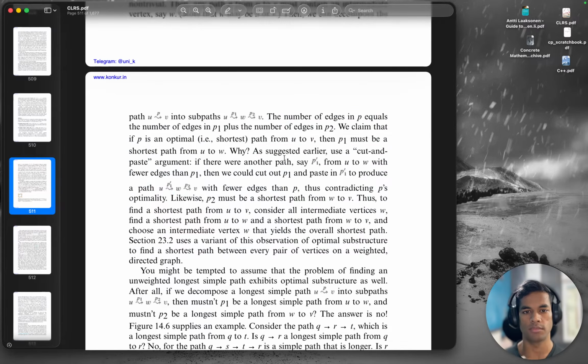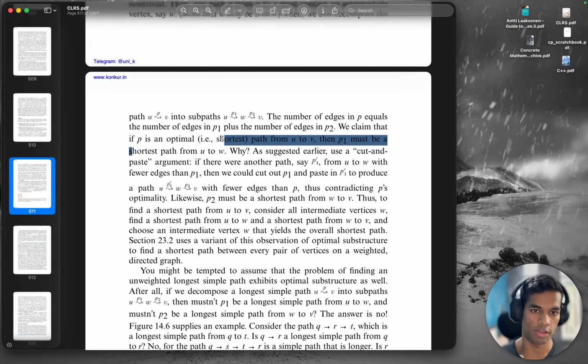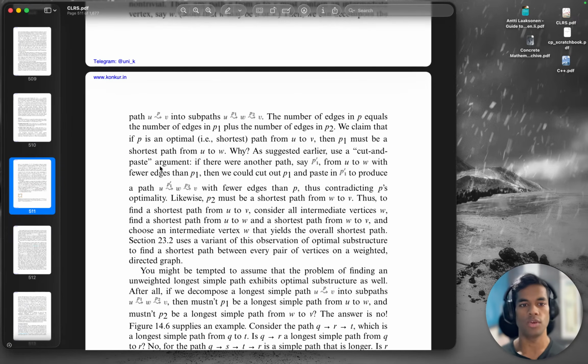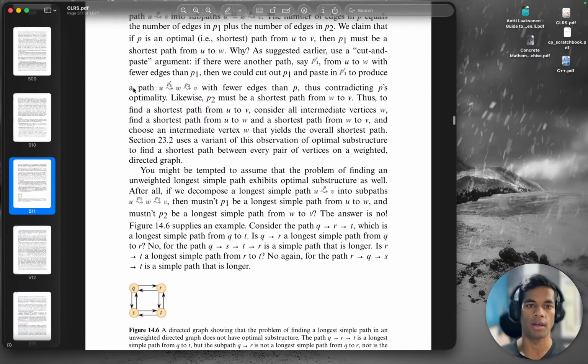Subproblems are smaller, so we don't have to say smaller subproblems, they are just subproblems. We claim that if P is an optimal, that is shortest path from U to V, then P1 must be a shortest path. Why? As suggested earlier, use a cut and paste argument. If there were another path P1' from U to V with fewer edges than P1, then we could cut P1 and paste P1' to produce a path with fewer edges than P. This contradicts P's optimality. Likewise, P2 must be the shortest from W to V.